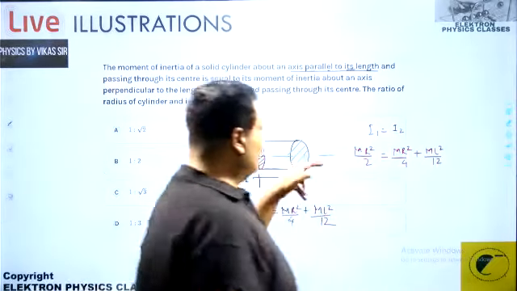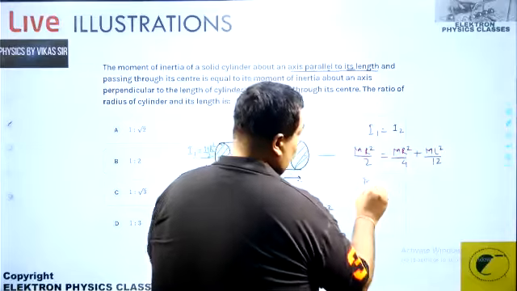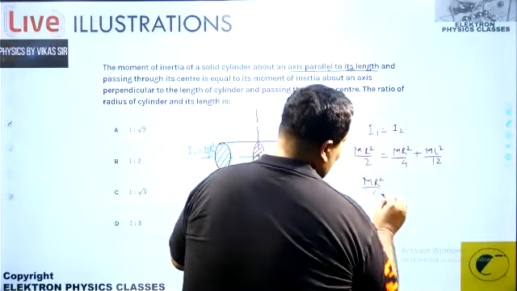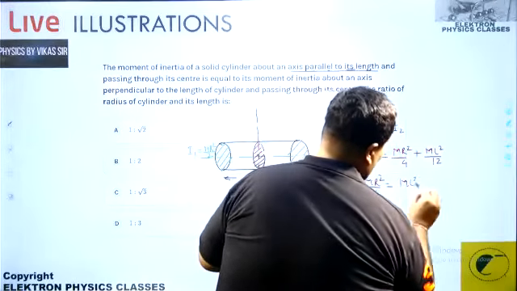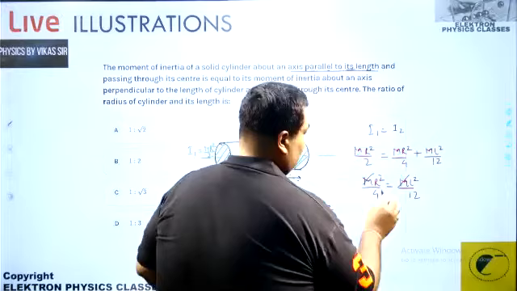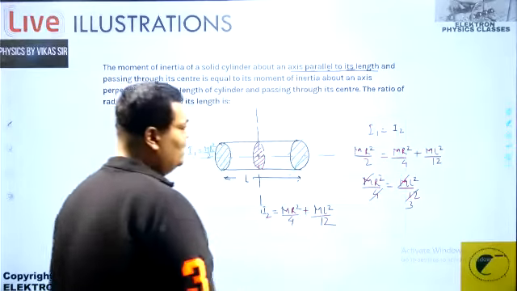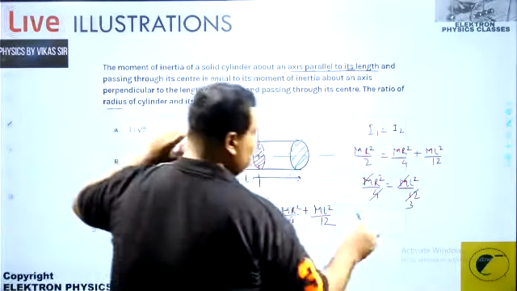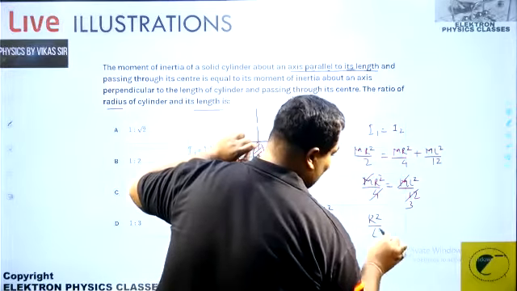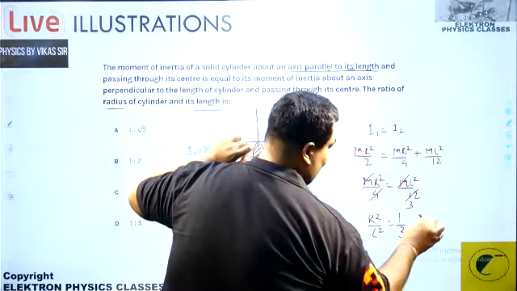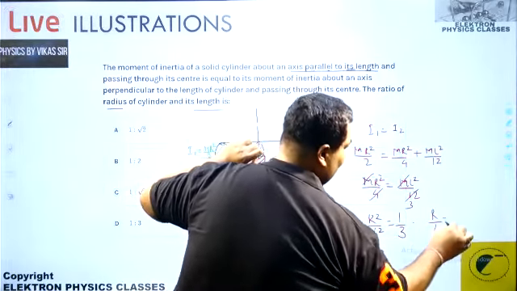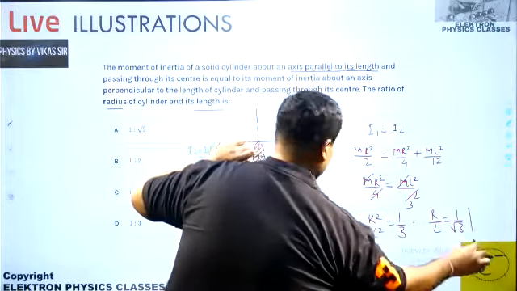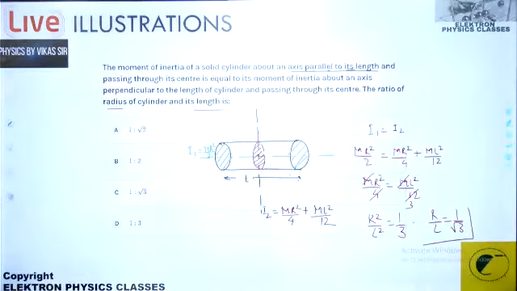So mr square by 2 minus mr square by 4 will be mr square upon 4, and that's equal to ml square upon 12. So m and m cancel, and this cancels. So I think I got my result. Radius to length, so that's r square upon l square. That works out to 1 upon 3, and therefore r by l becomes 1 upon root 3. And that works as an answer.